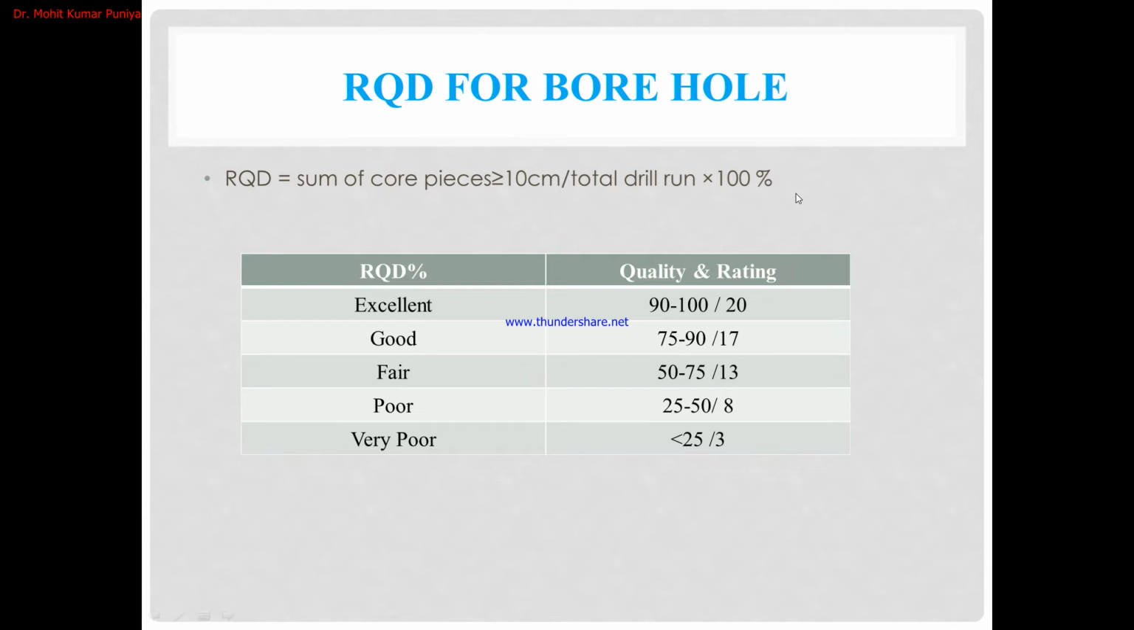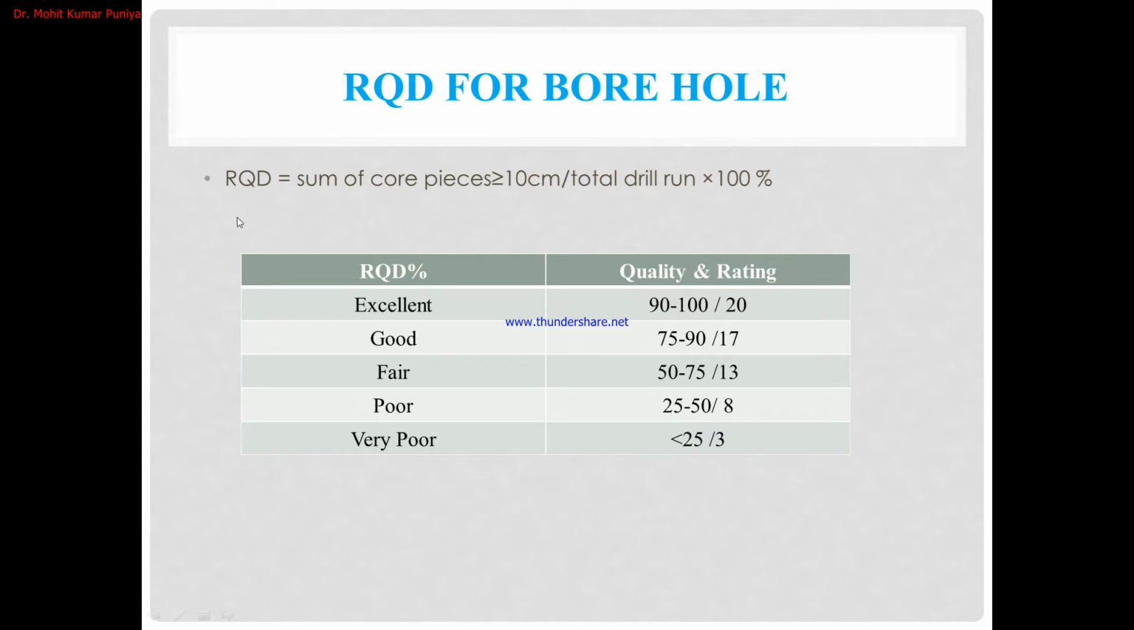It is used in mega civil structures like tunnels, highways, railway tunnels, road tunnels and water conductor tunnels, HRT, that is known as headrace tunnels, and dam foundations also. So RQD is very important. Based on the percentage of RQD, we can classify it into five categories from very poor to excellent: below 25%, 25 to 50%, 50 to 75%.